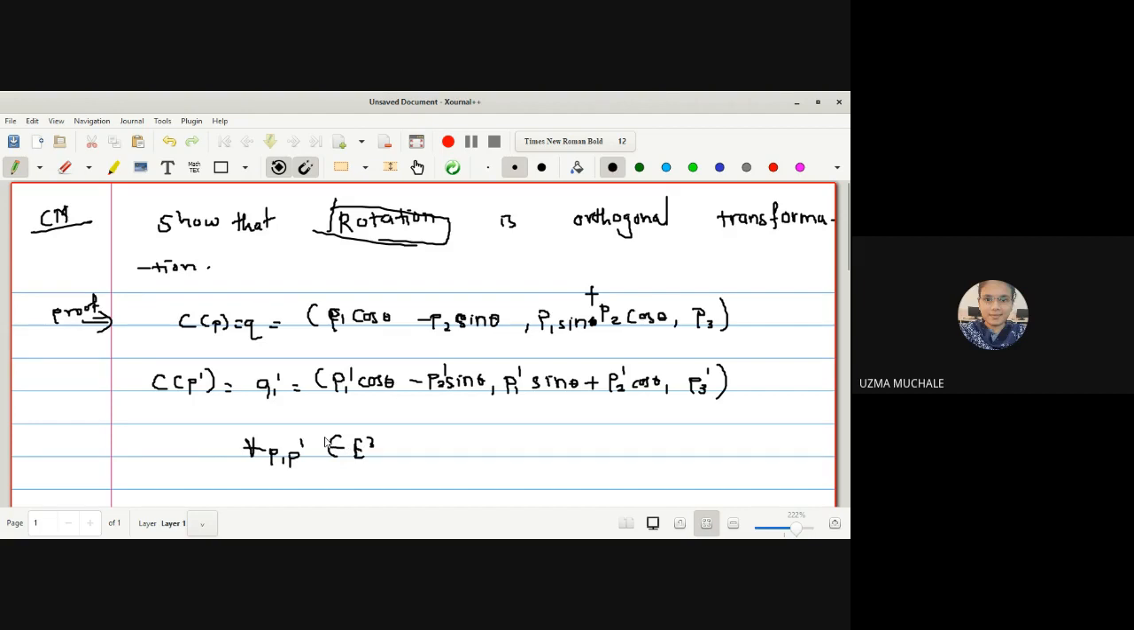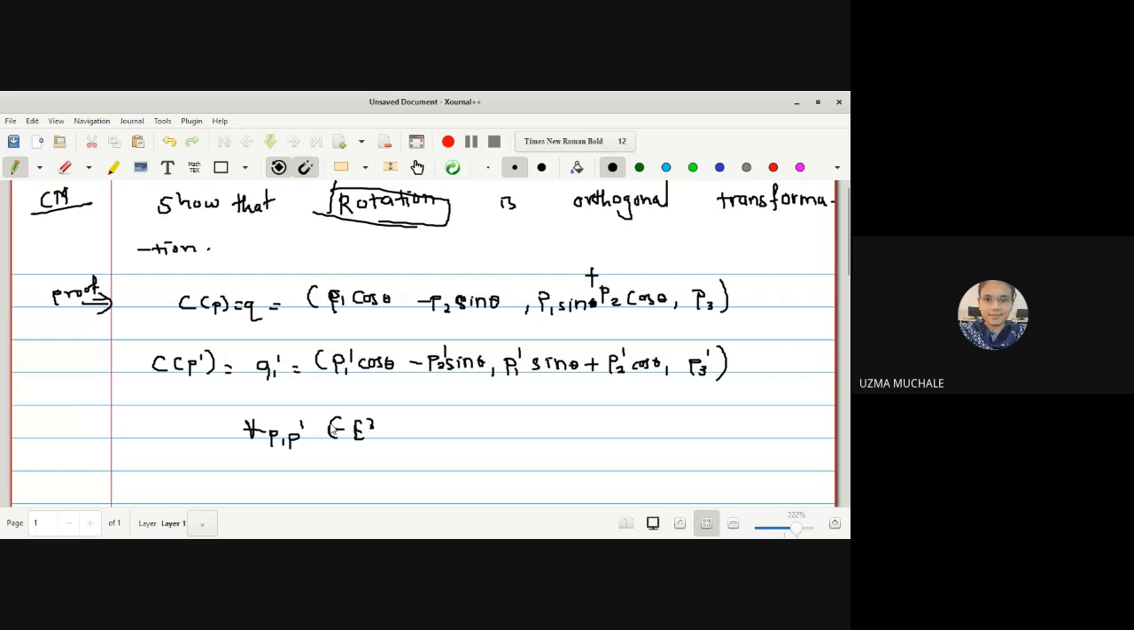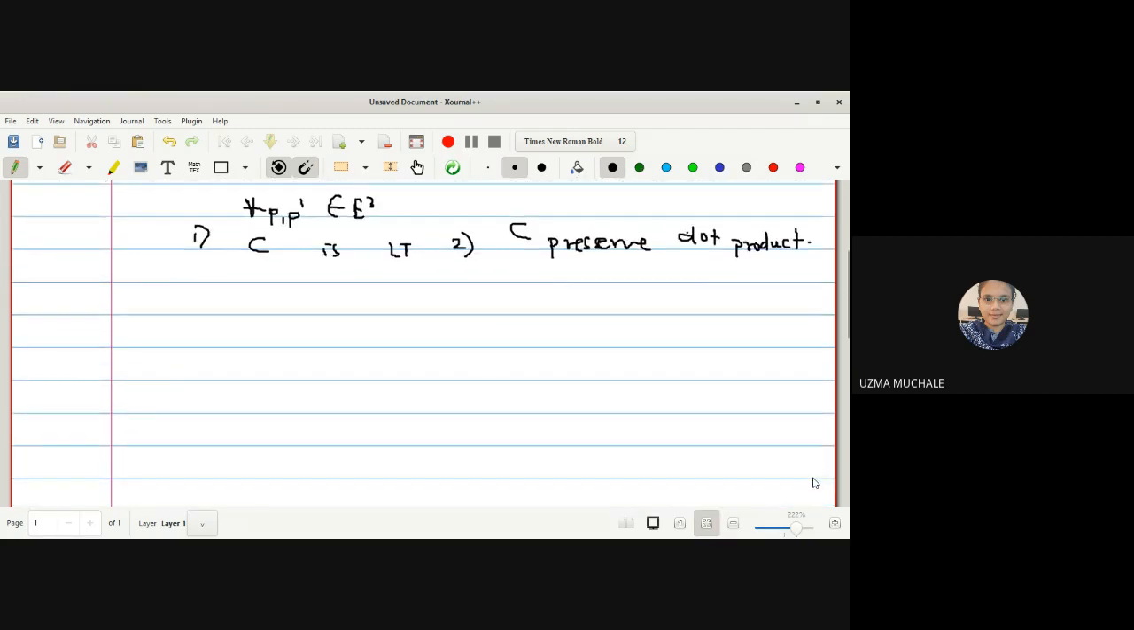P and P dash belong to E3, right? Now, our aim is to prove that it is an orthogonal transformation. First we have to prove that C is a linear transformation. Then we will prove that C preserves the dot product. That is what we have to do, right? Yes, ma'am. So by the definition of orthogonal transformation, first we have to prove it is linear, then we have to prove that it preserves the dot product.